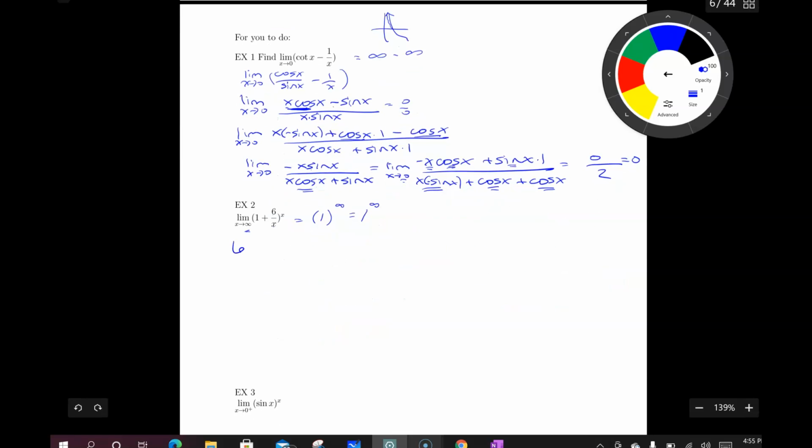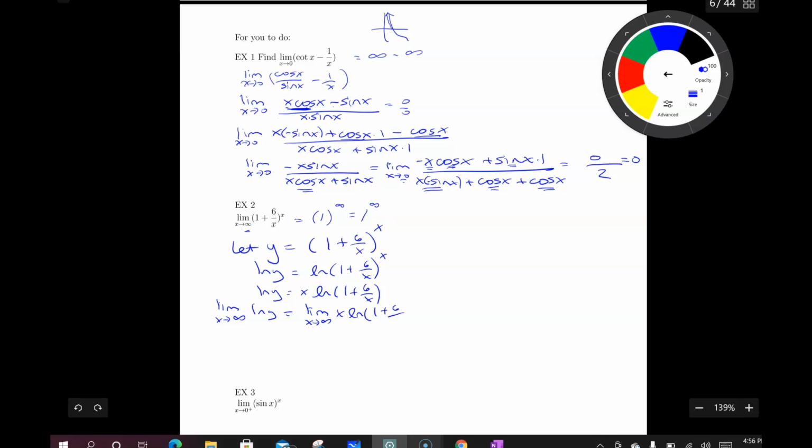So first off, I have to let y equal (1 plus 6 over x) to the x power. Then I'm going to take the ln of both sides, so that this x will come down in the front. Now we're going to introduce the limit back in. So I have x times ln of 1 plus 6 over x.